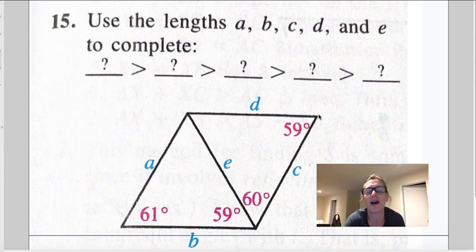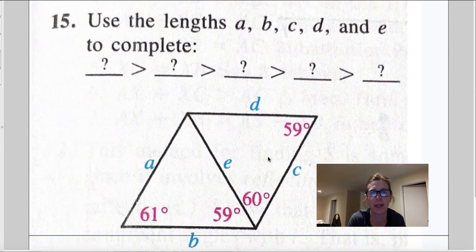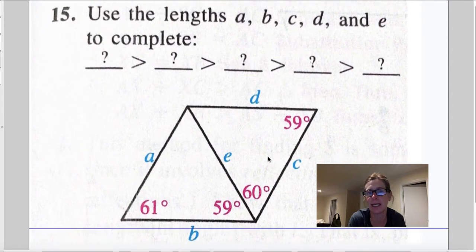Hi, so this is an amazing problem for geometry regarding the triangle inequality theorem. This question is asking you to put the lengths A, B, C, D, E in order. It's not really clear because you kind of have to think about it.